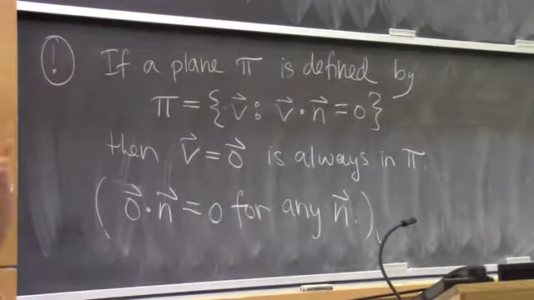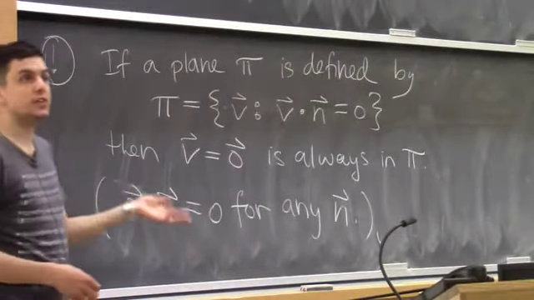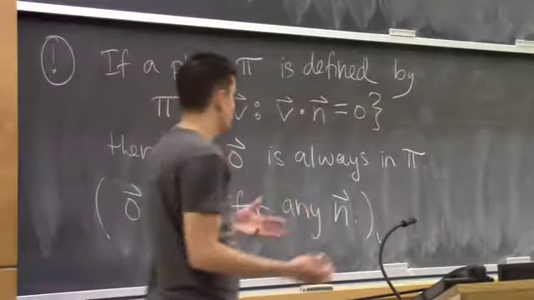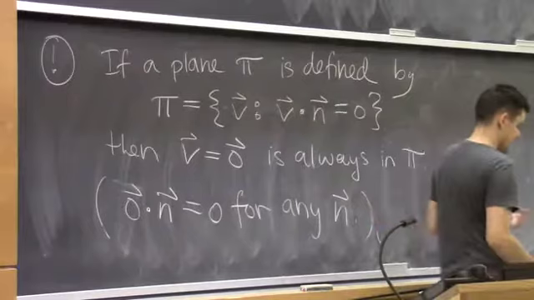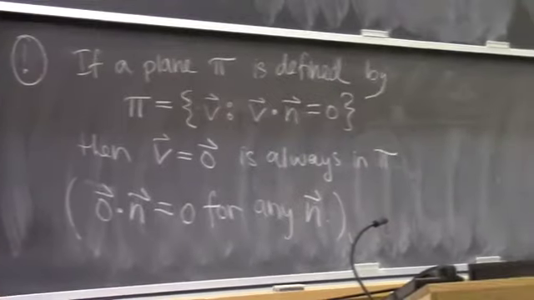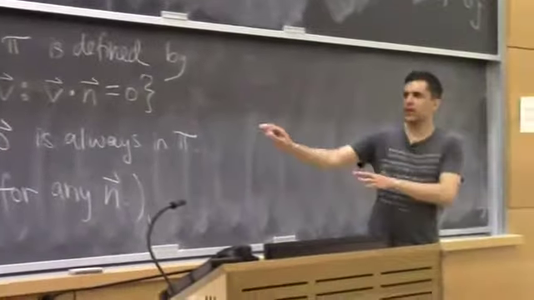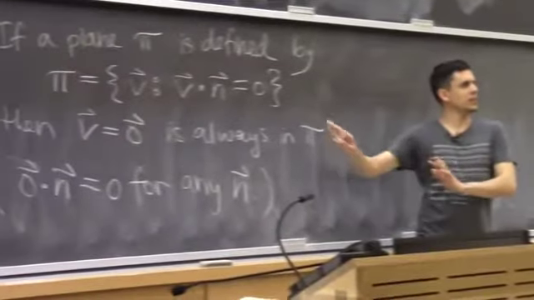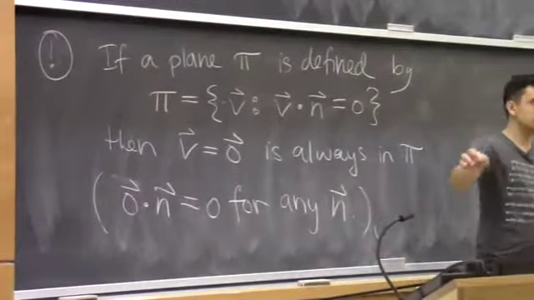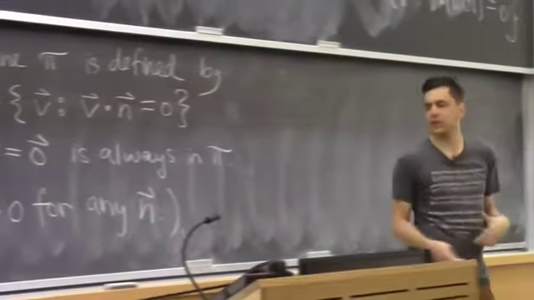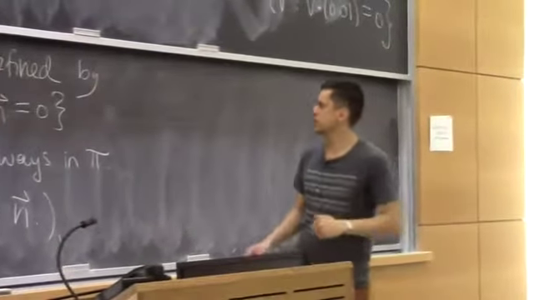Okay, but we want more planes than just planes that go through the origin, right? We want planes that miss the origin. Is everyone okay with the reasoning here? If I think of the 0 vector as a bunch of zeros, whatever I dot that with will give me 0.